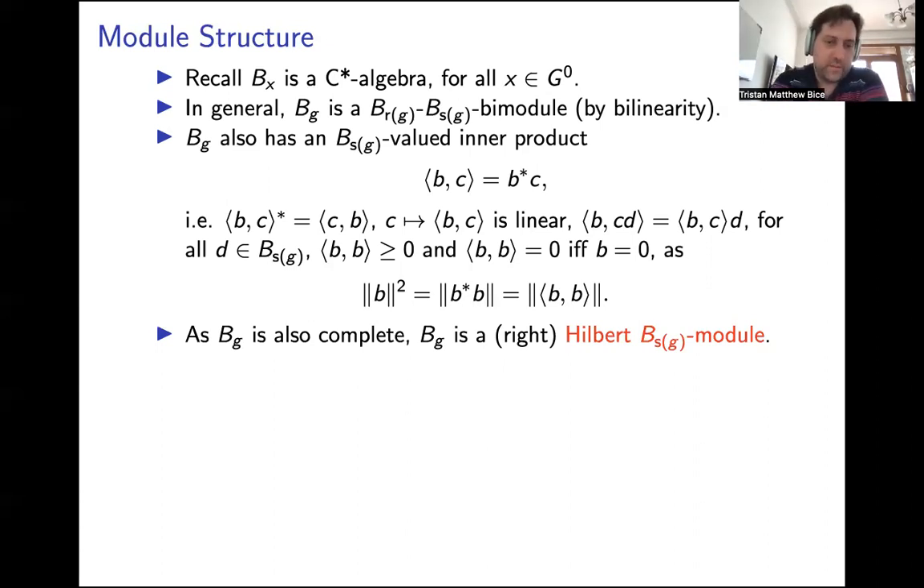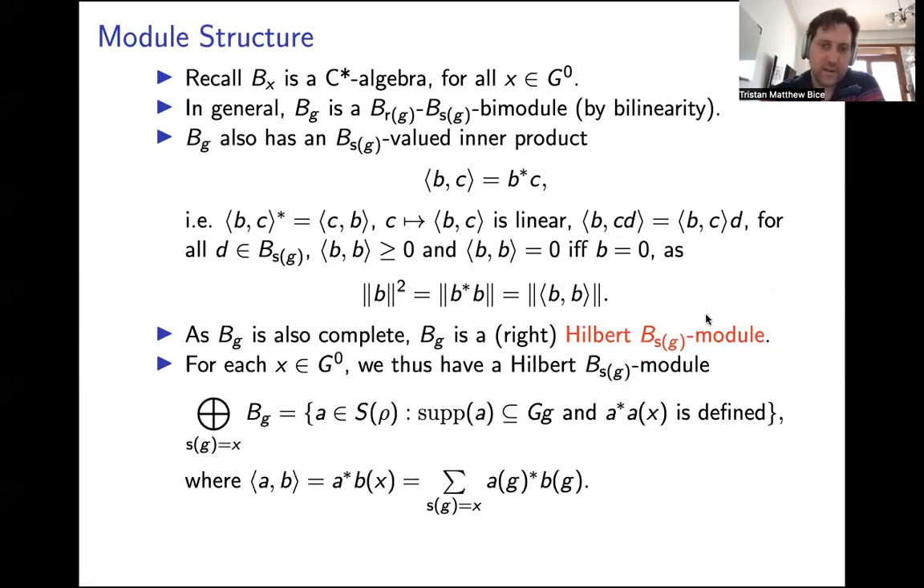And one of our assumptions was that BG is complete, that it's a Banach space, right? And so all of these conditions here, they tell you that what you really have is what's known as a Hilbert module. So it's a Hilbert BSG module. BSG is the C-star algebra. The Hilbert modules, they're exactly like Hilbert spaces, right? They satisfy all the same properties. It's just the value of your inner product is no longer just a complex number, but rather it's an element of some fixed C-star algebra. The same fixed C-star algebra that you can do right multiplication on.